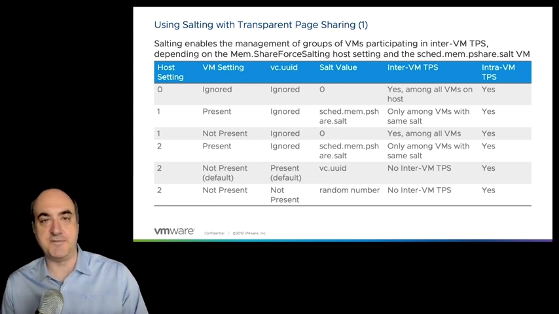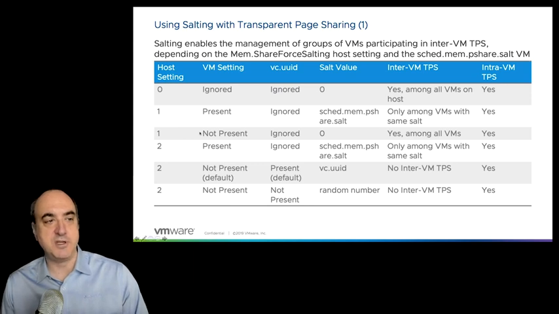Of course, that is not the default. The default is actually setting the host value to 2. 2 basically says every VM must have a unique salt value by default. And if every VM has a unique salt value by default, then no VM can share with any other VM. And that's what this is.